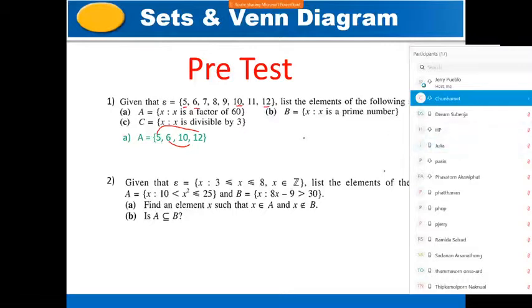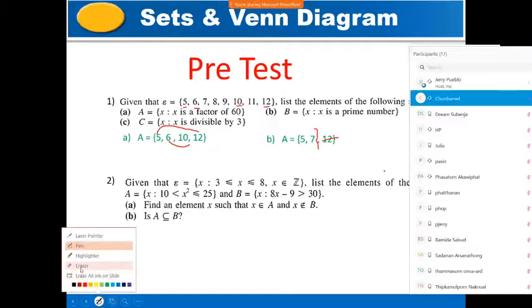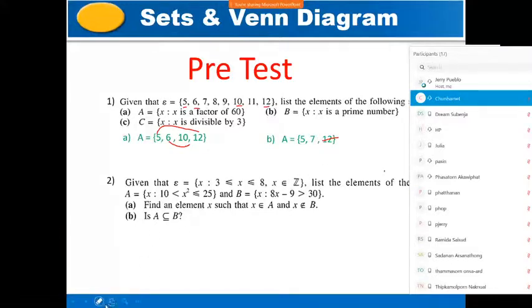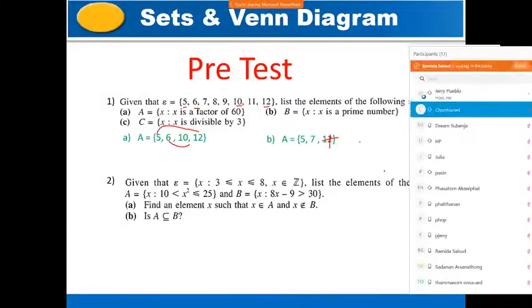Okay, therefore, it's 5, 7, and 11, right? We have 5 here. Prime number, what are the prime numbers? Start with 2, 3, 5, 7, right? Okay, therefore there's no 12 here, sorry. It's only 5, 7, and 11, okay? I mean, sorry, this is 11. This is 11, right? Okay.